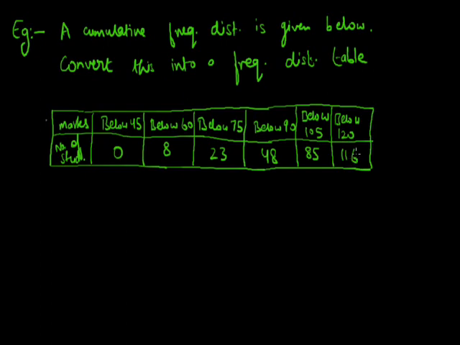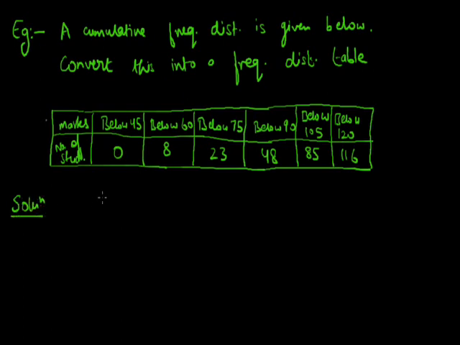So here is the cumulative frequency distribution table. Below means it is actually a less than table. So instead of less than we are using below. That is less than 45, less than 60, less than 75, less than 90, less than 105 and less than 120, and accordingly the number of students are given. So this is a cumulative frequency distribution table. Now we'll see how to convert it into a frequency distribution table.